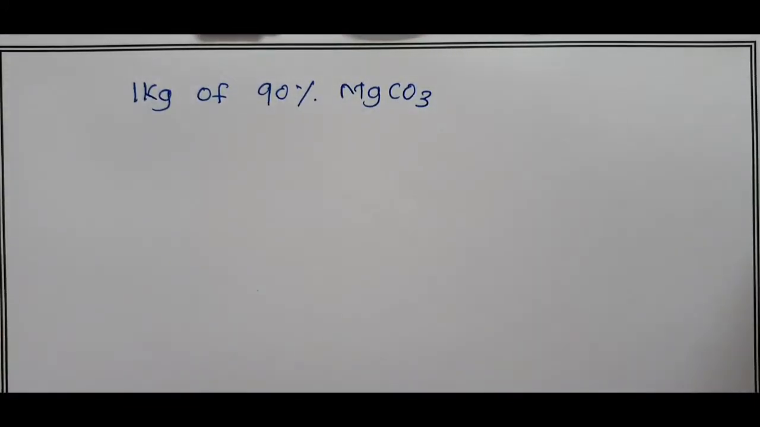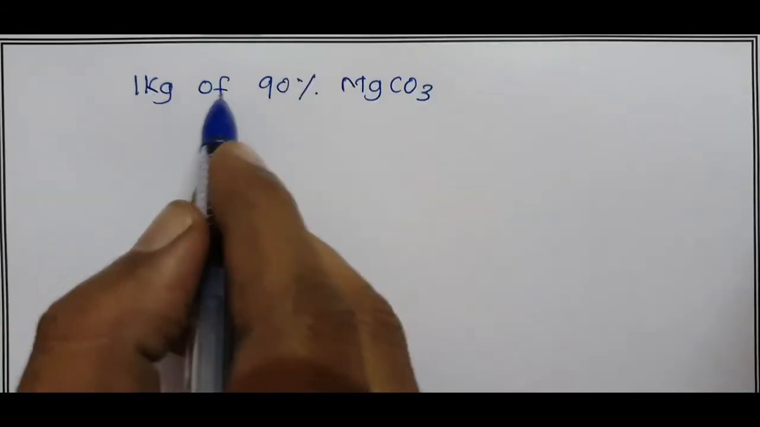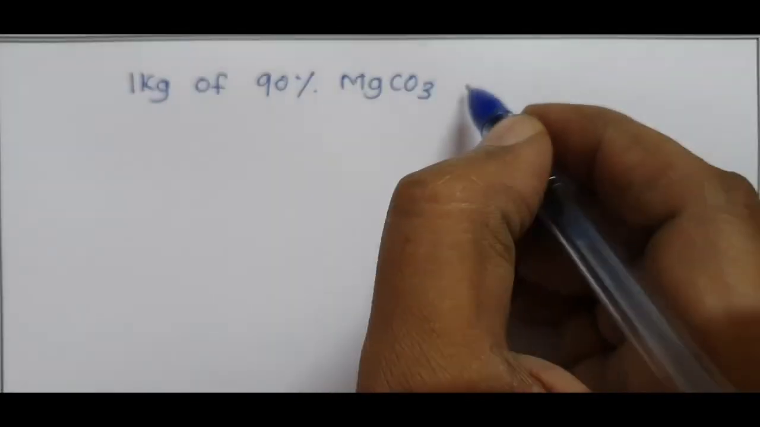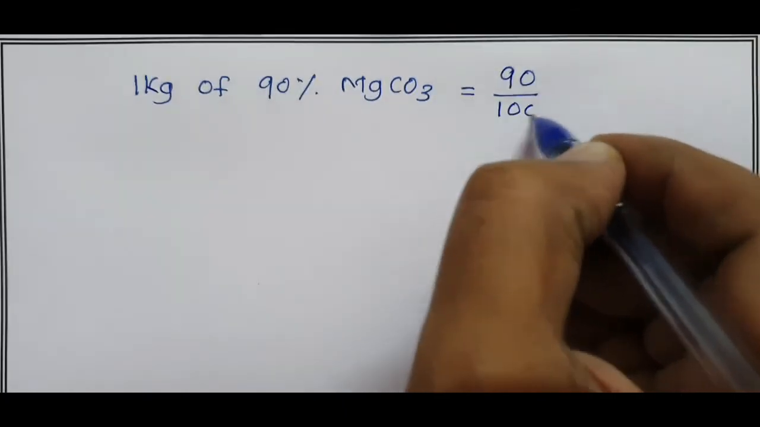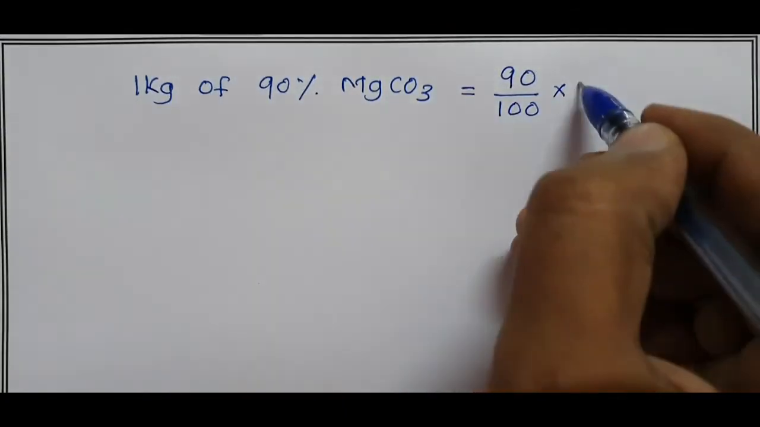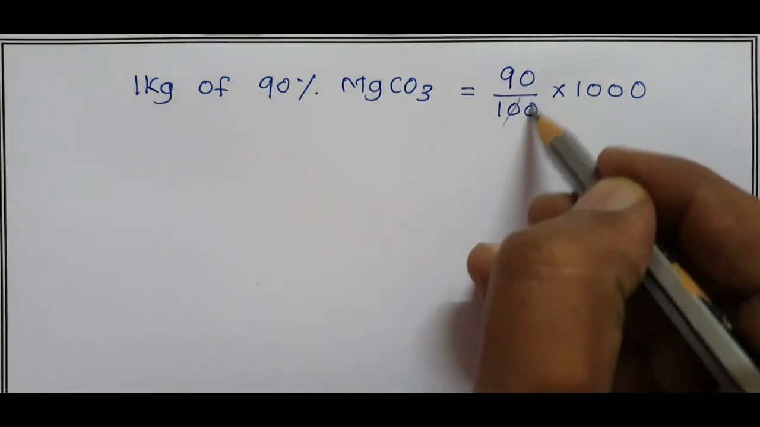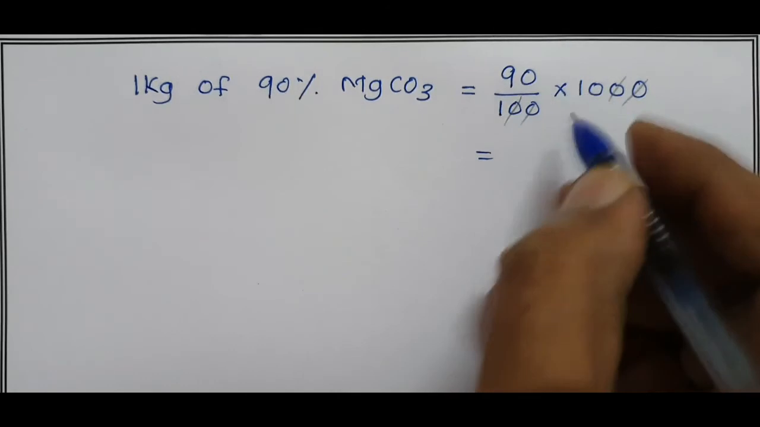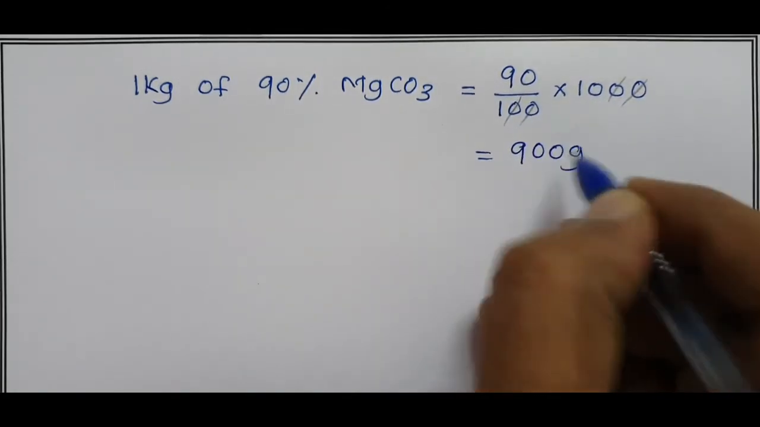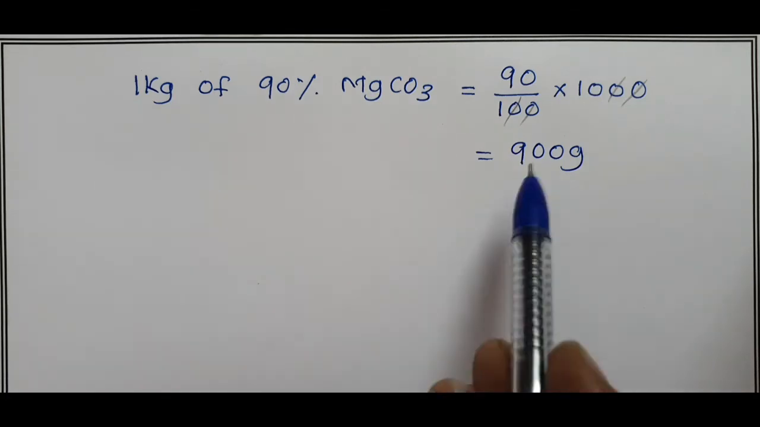We know 1 kilogram means 1000 gram. So, 1 kilogram of 90% magnesium carbonate equal to 90% means 90 by 100 into 1 kilogram equal to 1000 gram. When you cancel, easy cancellation, 20 20 get cancelled. So, the gram weight of magnesium carbonate is 900 gram. 1 kilogram of 90% pure magnesium carbonate is nothing but 900 gram.